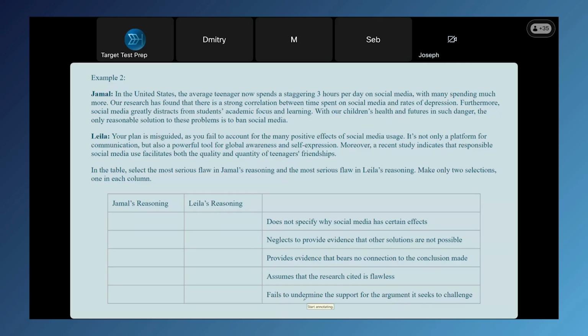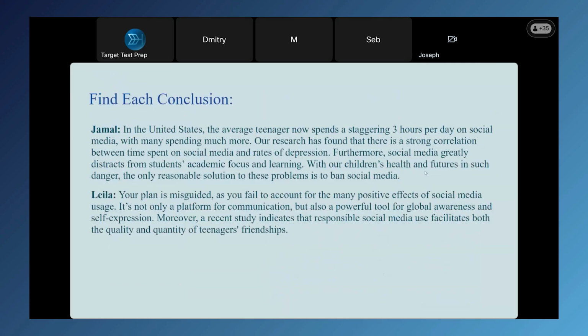Let's see here. Okay. So let's go here. So Jamal's conclusion is the only reasonable solution for these problems is to ban social media, and Leela's conclusion is that his plan is misguided. Let's go through the choices.